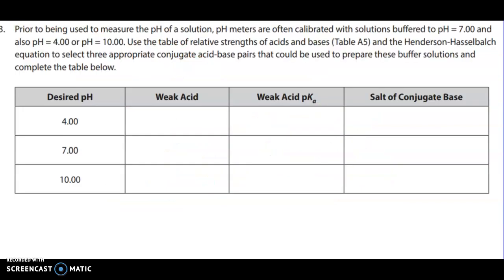Okay, and our last question here. Prior to being used to measure the pH of a solution, pH meters are often calibrated with solutions buffered to a pH of 7, a pH of 4, or a pH of 10. Use the table of relative strengths of acids and bases, which is in your textbook, and the Henderson-Hasselbalch equation to select 3 appropriate conjugate acid-base pairs that could be used to buffer these solutions.